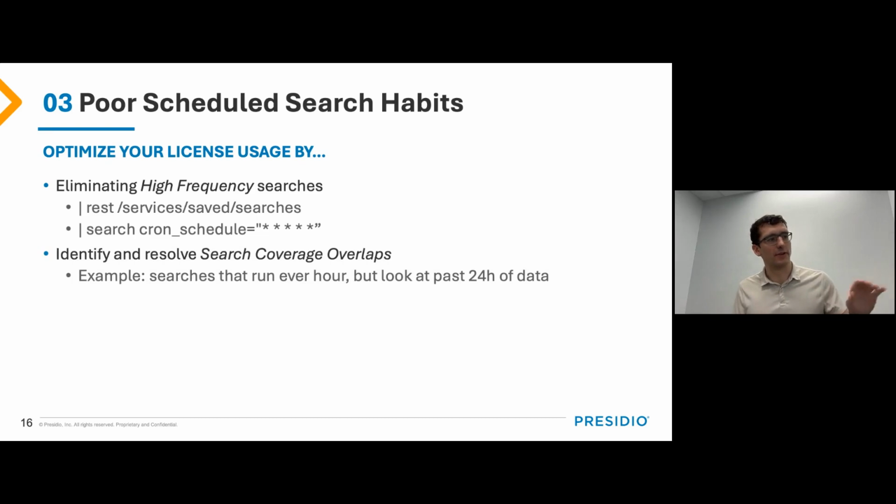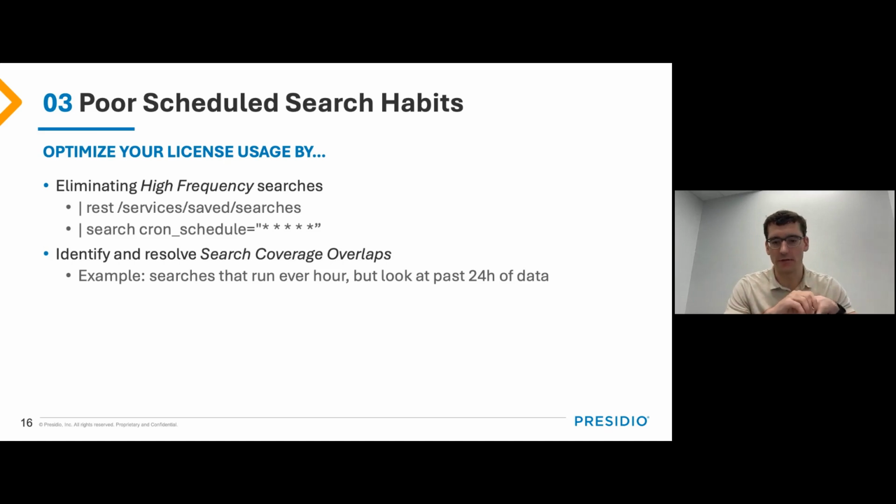So here's the next one. This one is a little bit interesting, but searches that run every hour but look at the past 24 hours of data. This is what we call a search coverage overlap. This is where you have a scheduled search that runs for a set amount of time or on a set schedule, and it's over searching its schedule.